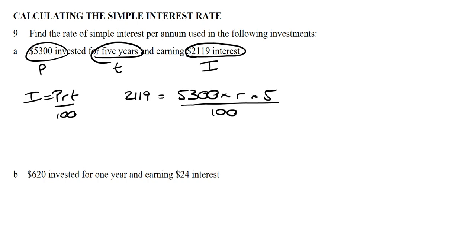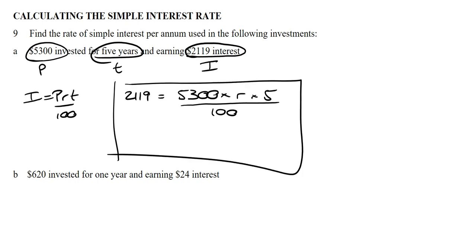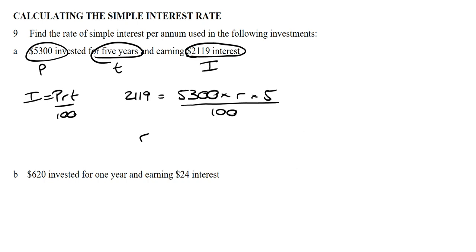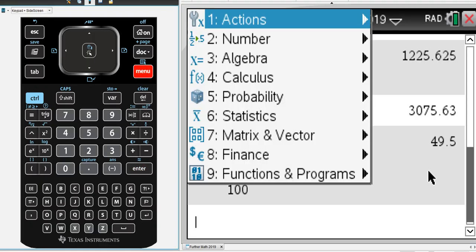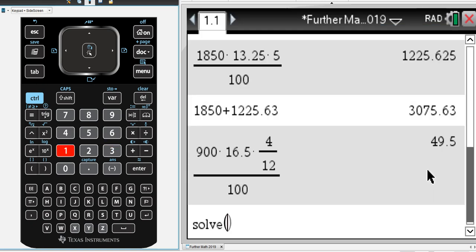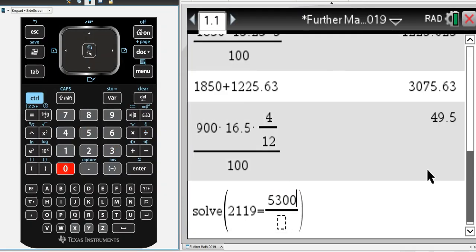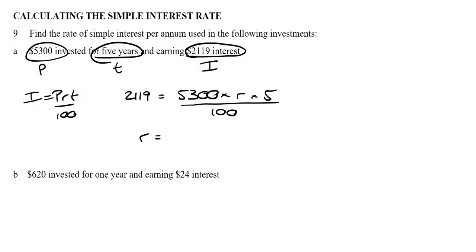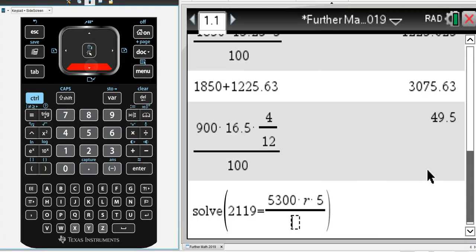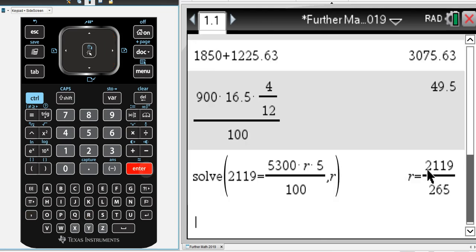And now the CAS calculator is going to be very helpful because we can use the solve feature. Okay, you just need to write this on your page, and then the next thing you're going to write is R is equal to something. So we go to our calculator, and we'll go menu, 3 for algebra, 1 for solve, 2119 equals, and I put my fraction in. Our amount was $5,300, 5,300 times R, I don't know what that is, times the time, which is 5 years, divided by 100, and I'm solving for R, so I have to press comma R, enter.